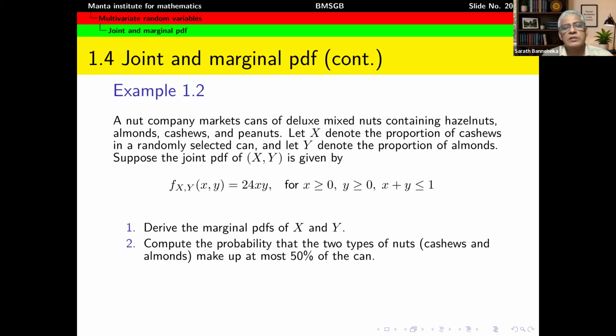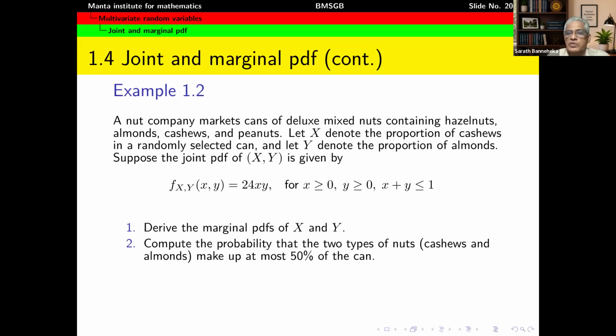Now we will look at one example to answer some questions like finding the marginal densities and calculating some probability using a given joint probability density function. Right. This is not coming from Demidenko's book. I have obtained this from some other book. Actually, this is also on the internet.